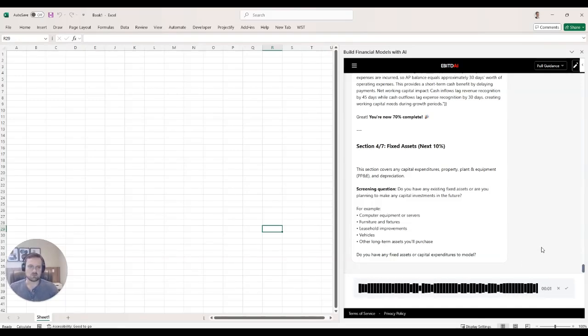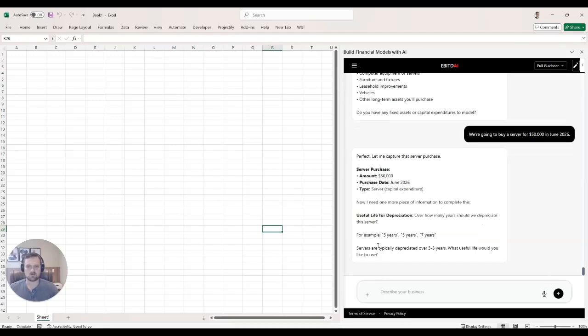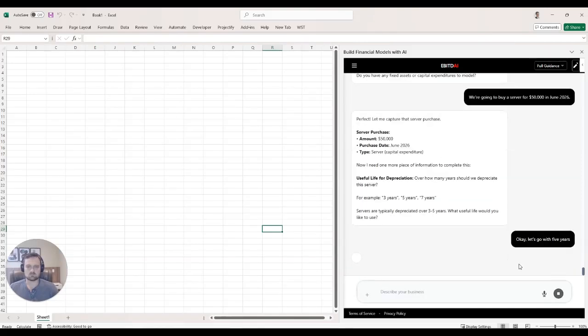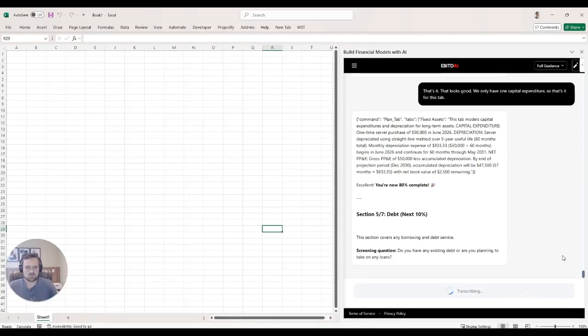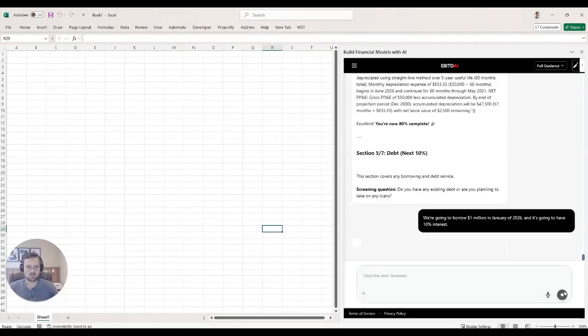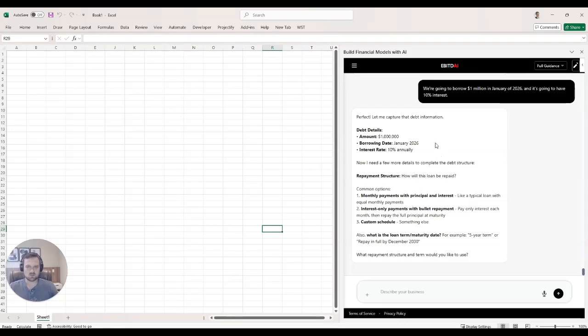We're going to buy a server for $50,000 in June 2026. It's asking us what our useful life is, and it's giving us an industry benchmark, so 3 to 5 years. Okay, let's go with 5 years. Debt, let's make it interesting. We're going to borrow $1 million in January of 2026, and it's going to have 10% interest. So I'm being intentionally vague here. So repayment structure is definitely the thing that we still need from this.